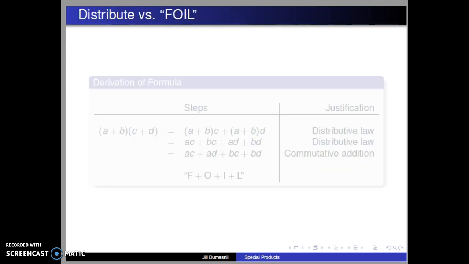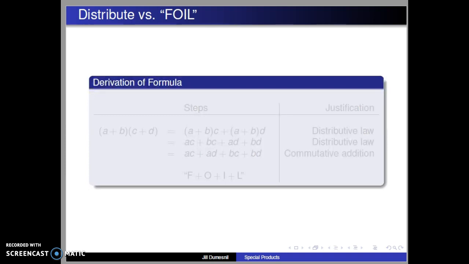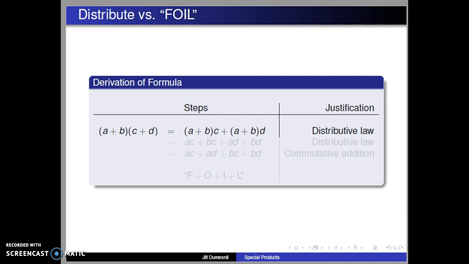What's the difference between distributing and using the FOIL method for multiplying two binomials? Let's derive the FOIL formula to show that there is no difference between the two. We will make a table in which we give explicit justification for each step of our work. To multiply binomials, we use the distributive law to distribute the first binomial over the second one.